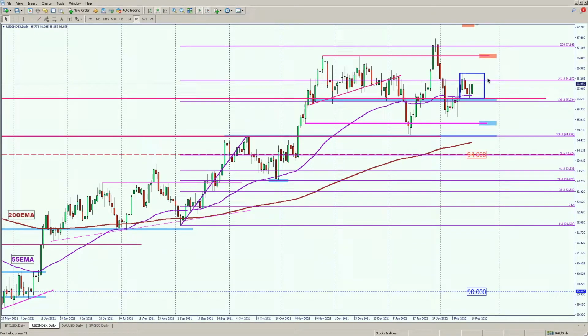So it's no wonder that all the major pairs were consolidating as well, because the US dollar did not gain any traction, nor did it suffer any bearish movement. So let's move back.